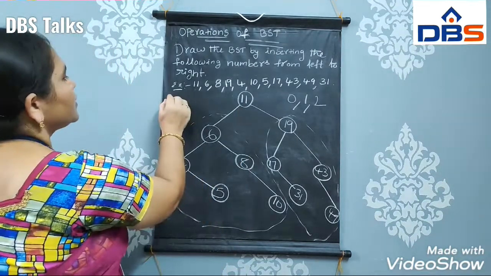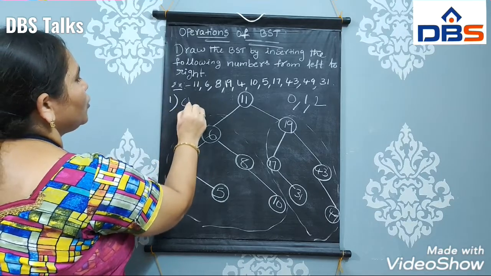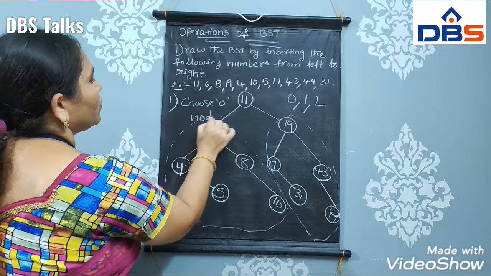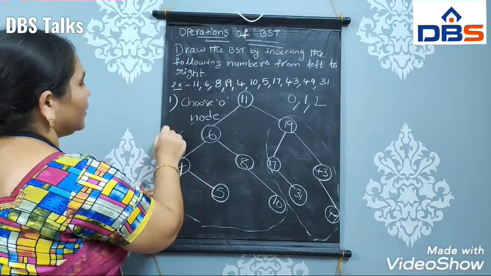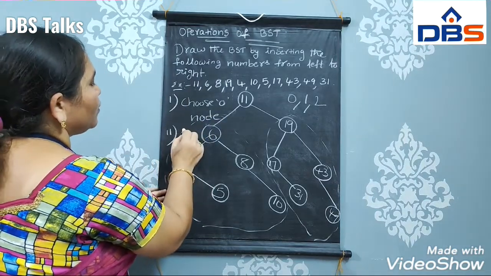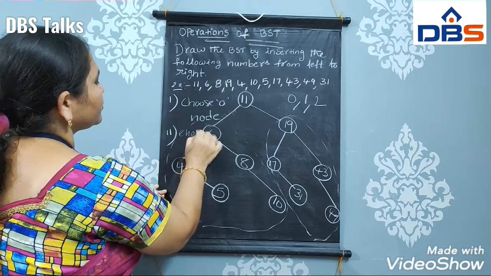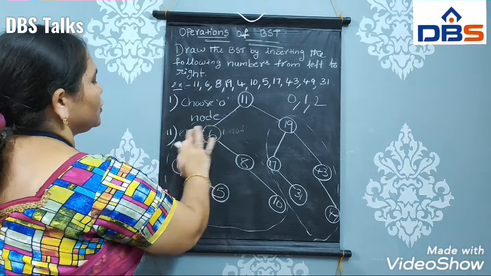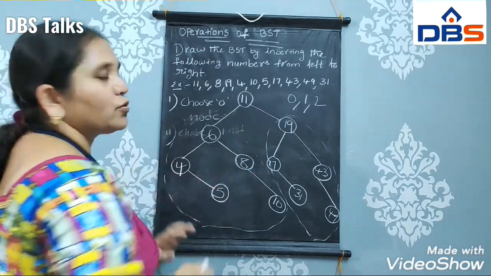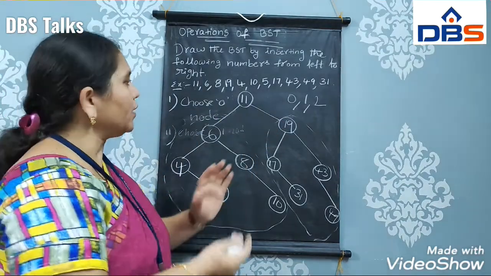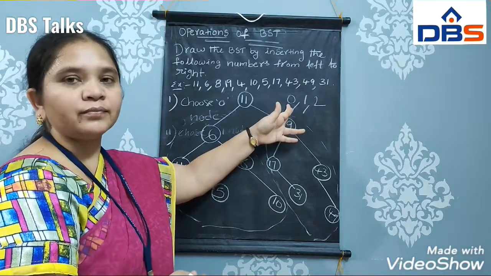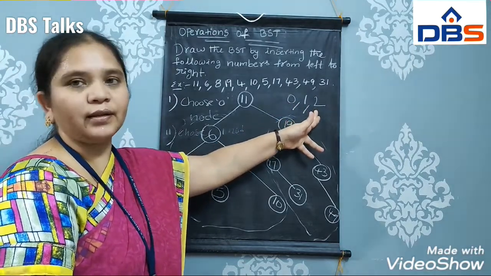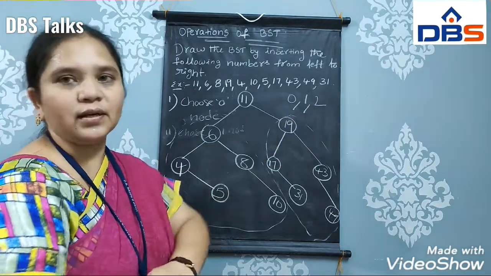The first one is choose 0 node, or choose 1 node, or choose 2 nodes. Choose 0 node or choose 1 node or choose 2 nodes. It means a node does not contain any child, a node contains just 1 child, or a node has 2 children, left and right. That is the meaning of this logic.